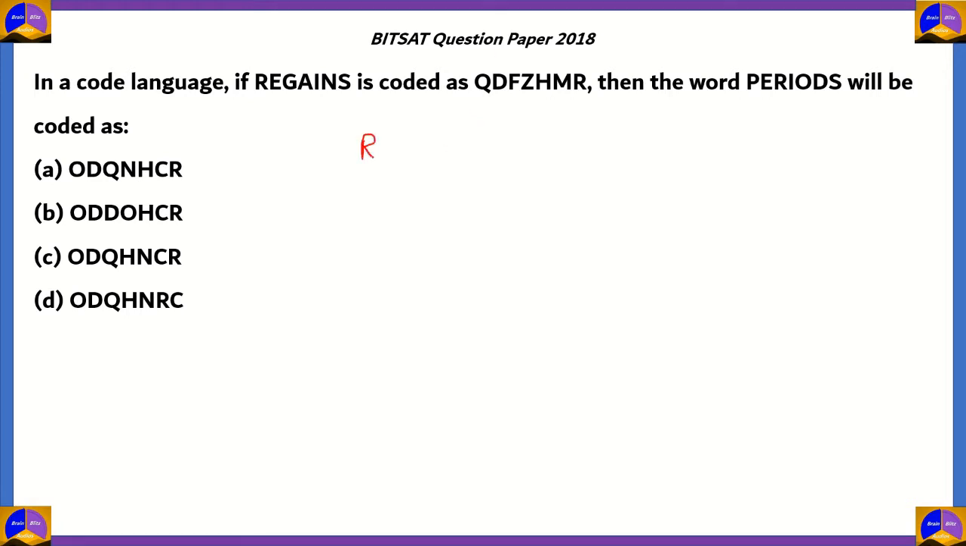So let's write down the first word: regains, R-E-G-A-I-N-S. Now let's write the code which is given for regains. So it is Q, D, F, Z, H, M, R. Now, as you can see, for the letter R, the code is Q, so that is one letter behind it. Similarly, for E, the code is D, and so on.